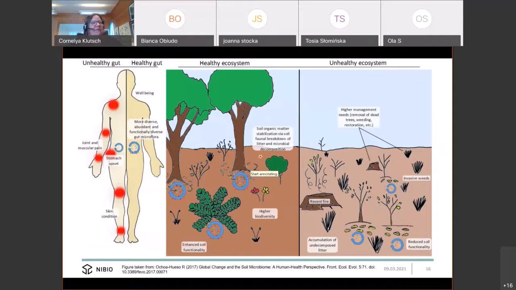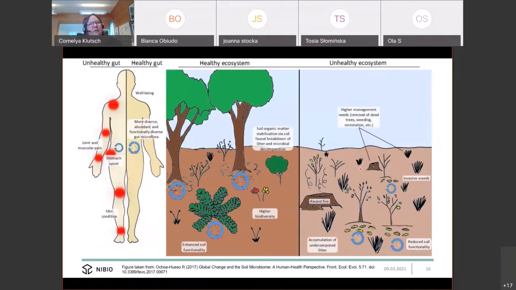In healthy ecosystems, we have a high diversity of microbiotic organisms, which means, as we talked about a bit, that this is important for soil functions, like decomposition and fertilization of the soil. And this leads to higher biodiversity of other organisms, like plant species, and so on. So you have a sort of functional ecosystem.